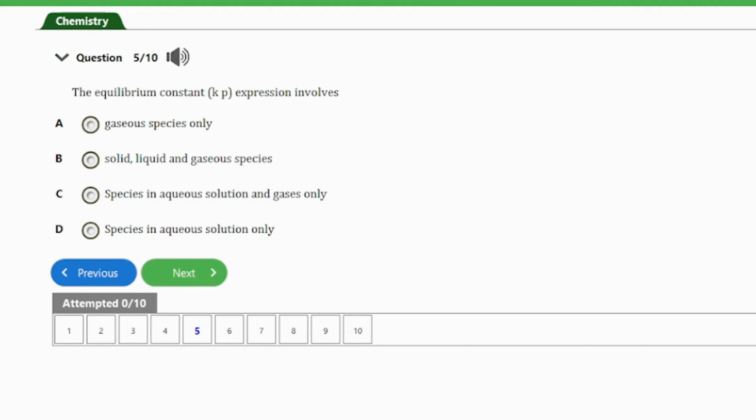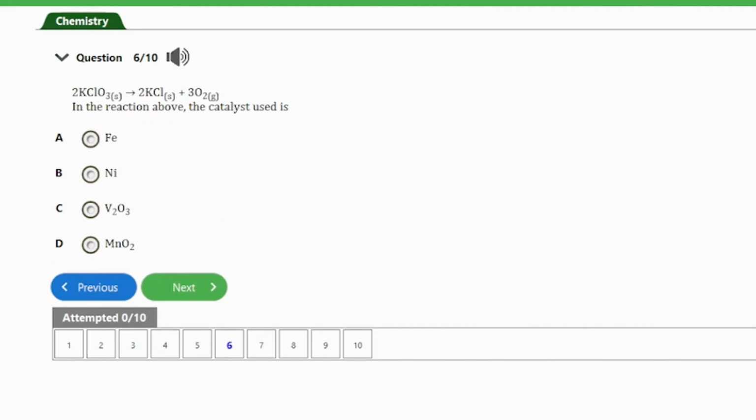So we realize that solids and liquid species in equilibrium mixture are assumed to be constant or unitary. So we do not really express such species in the equilibrium constant expression. So as such, the answer to this question will be species in aqueous solution and gases. So guys, let's consider the next question.